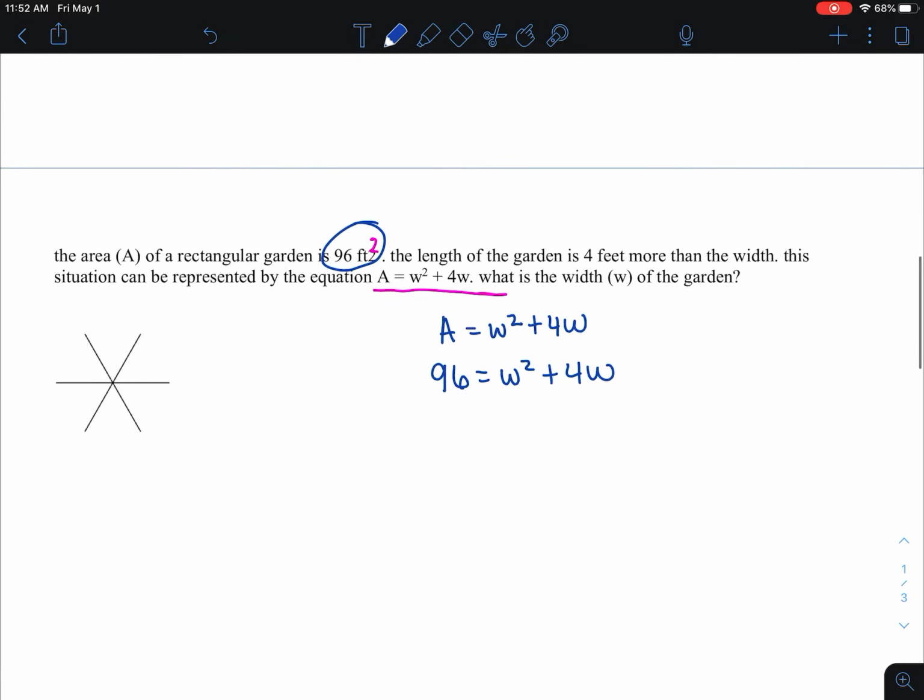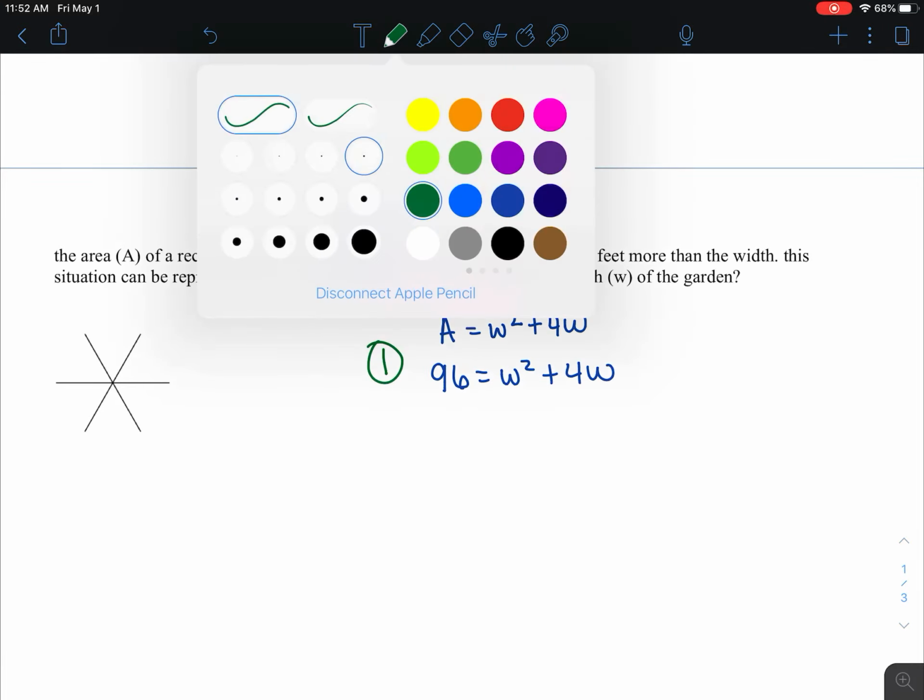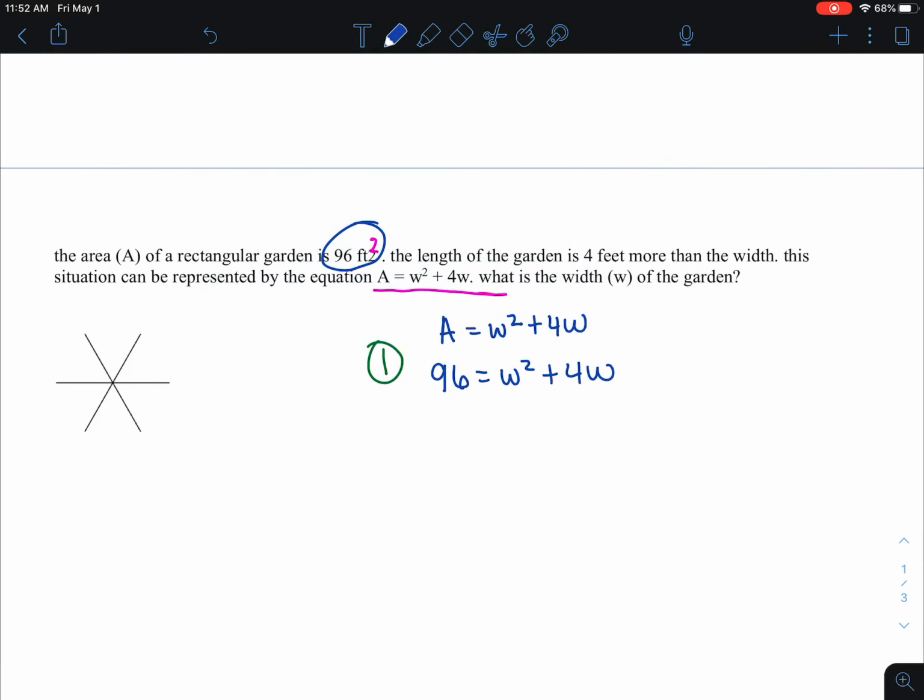All right, so if you get a quiz question where they give you a word problem and it's quadratic, all we're doing is just the same thing. Go through the same 3 steps. First step, make it equal to 0. Okay, it doesn't equal 0, so inverse operations.